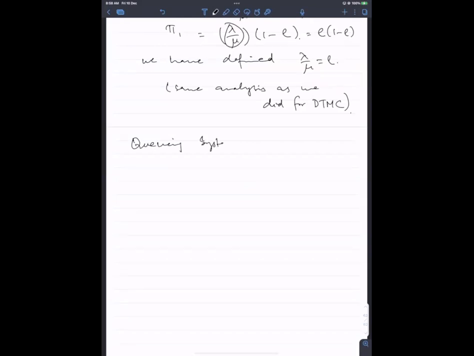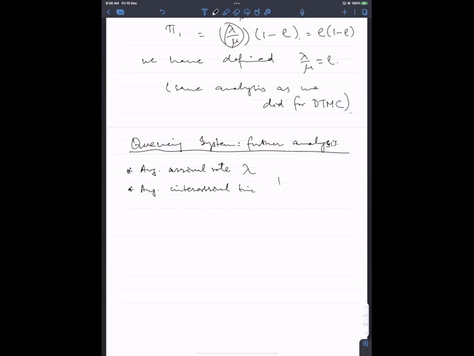Queuing system का further analysis, and I'm going to consider a very special kind of queue. It is called M/M/1 queue. So let's say you have average arrival rate lambda, and you have average inter arrival time. वो ऑब्वियसली इसका उल्टा हो जाएगा. अराइवल रेट अगर लैम्डा है तो उसका इंटर अराइवल टाइम एवरेज वुड बी 1 ओवर लैम्डा.